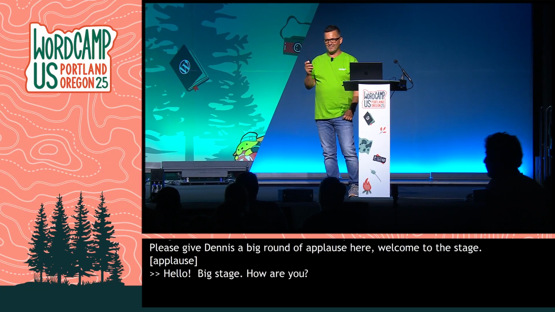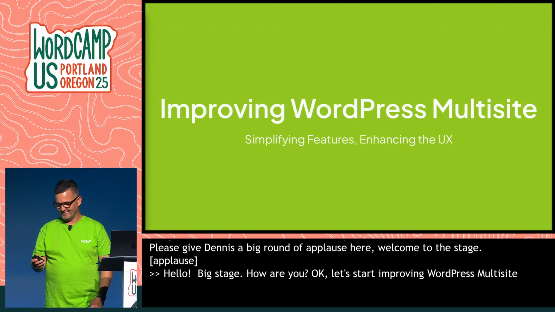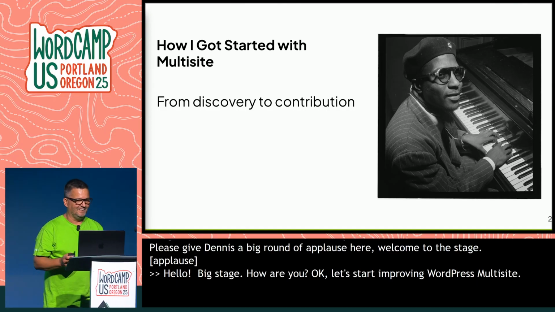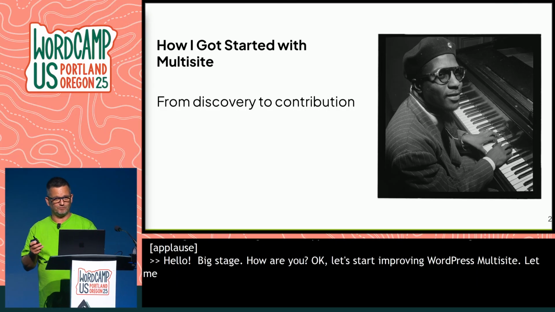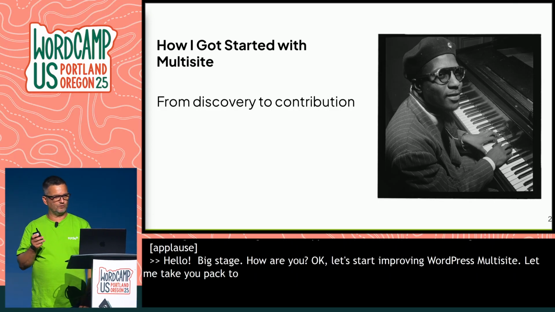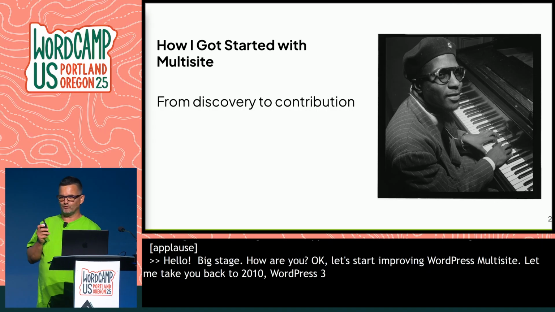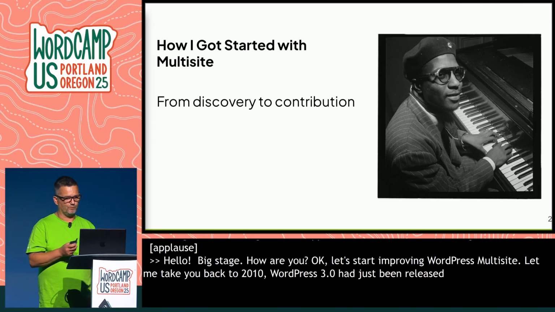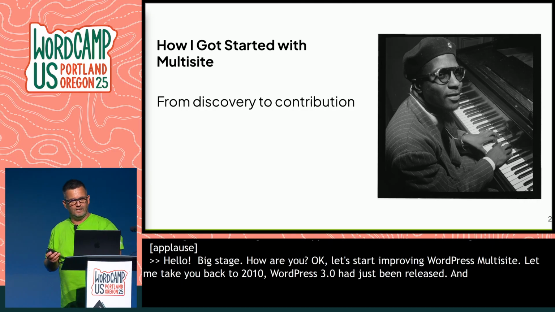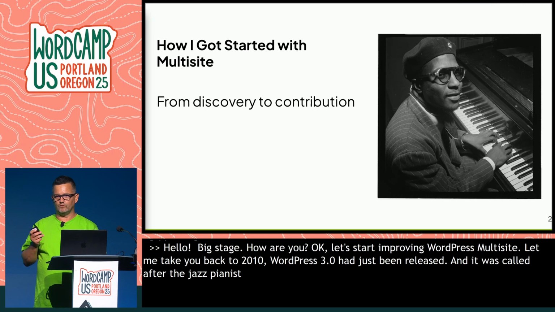Okay, let's start improving WordPress Multisite and talking about it first. So, let me take you back to 2010. WordPress 3.0 had just been released, and it was called Thelonious, after the jazz pianist Thelonious Monk, the person you can see in the photo. And that was the release that introduced multi-site.